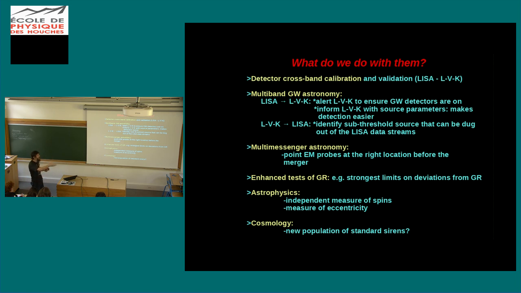Anyway, if you have a particularly interesting system, like a particularly massive binary that is going to merge at some point, you might not want to miss it in your ground-based detector. So you can alert a few weeks in advance, saying there's going to be a 150 solar mass, 100 solar mass binary merging at that time. Please make sure that your detectors are on, right? So of course you can inform with the parameters, and I will show some of the parameters of the source. So you can actually prepare ground-based detectors for the detection of these systems.